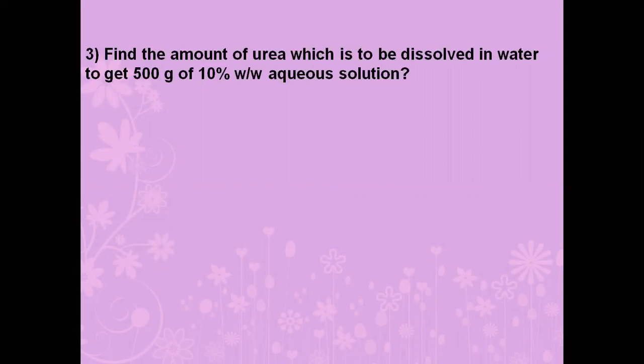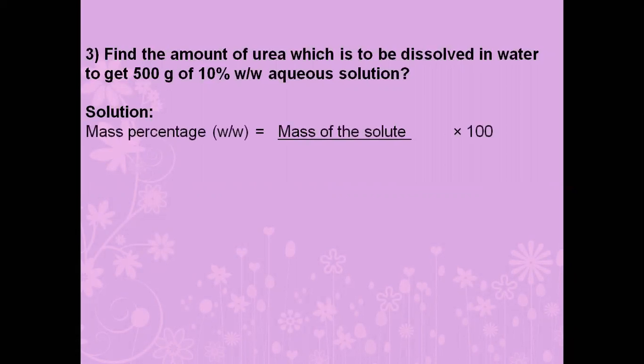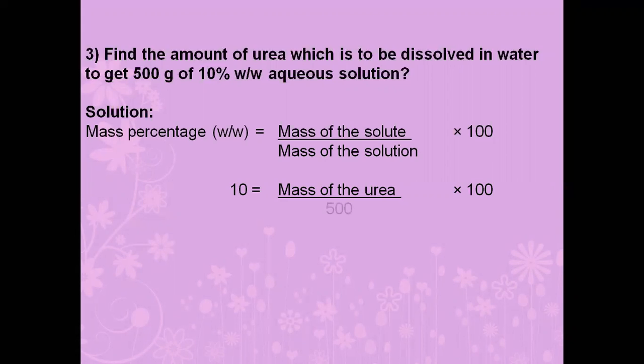So the same formula is applied. Mass percentage W/W, weight divided by weight. So what is the formula? Mass of the solute divided by mass of the solution into 100. Mass percentage is 10. Mass of the solute, that is urea, we don't know. Mass of the solution is 500, into 100.